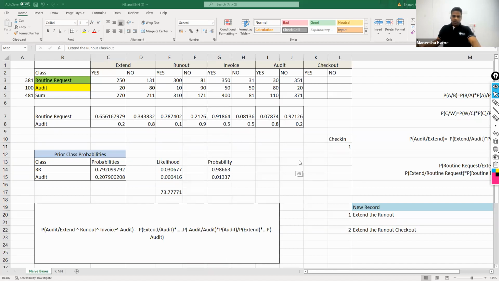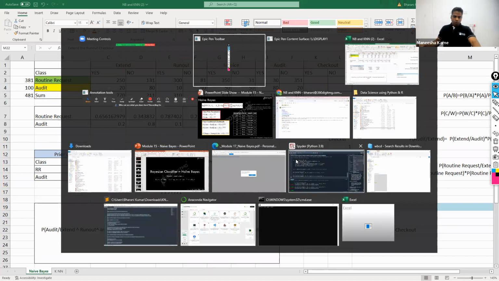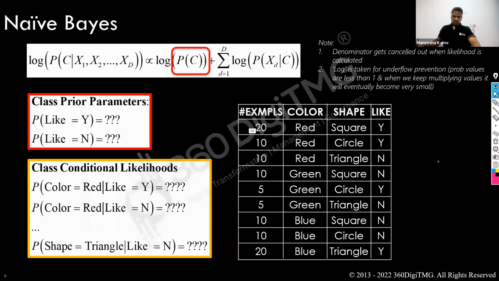Okay. I think we'll not have time to run the code, but anyway, a few more things. The denominator gets cancelled out when likelihood is calculated, hence you forget it. And we use log, which is taken for underflow prevention, basically. Probability values will be less than 1.